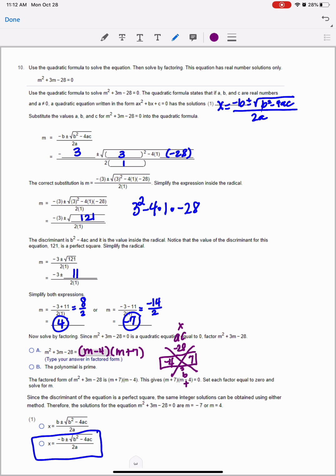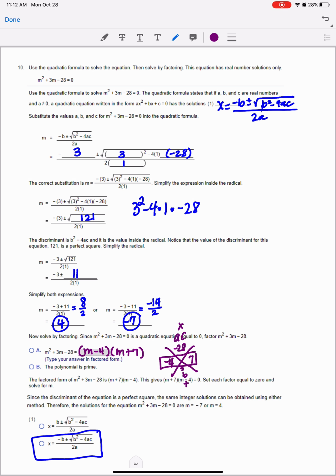And so then it does really the rest for you. It says that they set each of these factors equal to 0 and solve. So they added the 4, subtracted the 7 to get the same two solutions. Okay, so you're going to have that question. It looks like number 10 on MyMathLab.